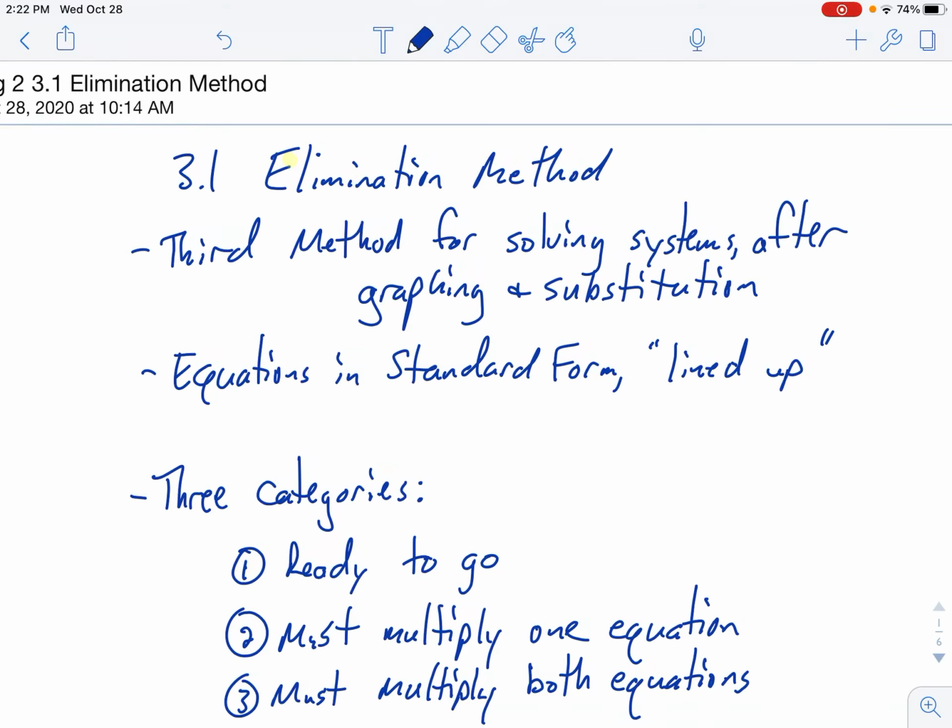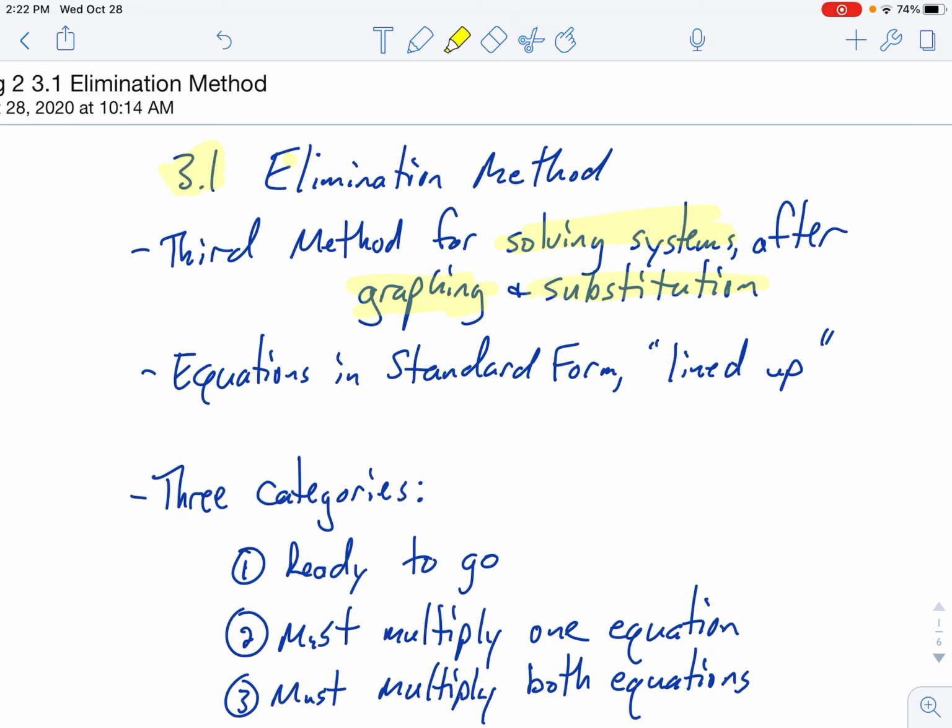Today we are starting a new lesson. We are still in section 3.1. So this is the third day that we've covered this topic, solving systems of equations. And what we've done is broken it into three parts. We did graphing last week and then substitution.